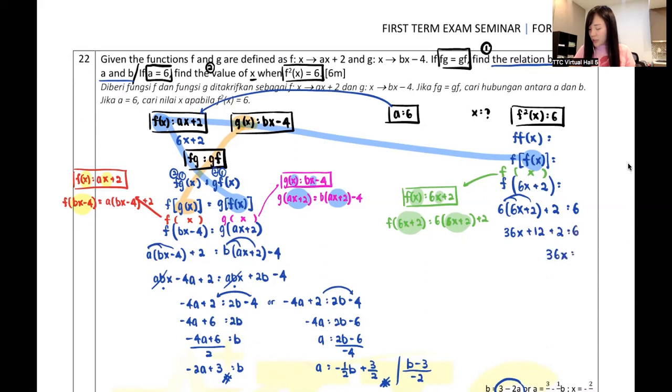So now you can join the numbers together: 6 minus 12 minus 2. All the numbers, you move to the right side: negative 8. So x times 36, move it over, divide by 36. Divide all, and the answer is negative 2 over 9. Done.